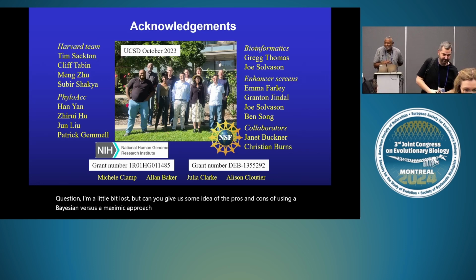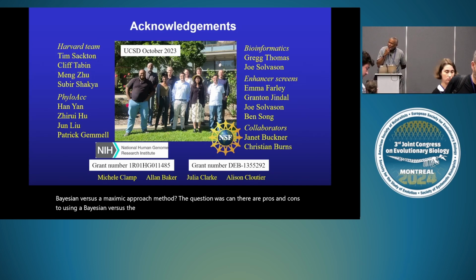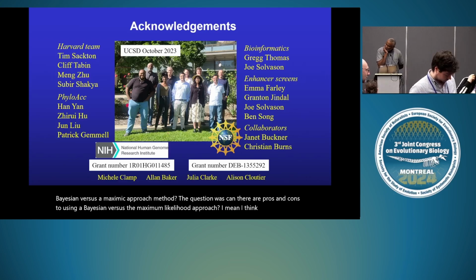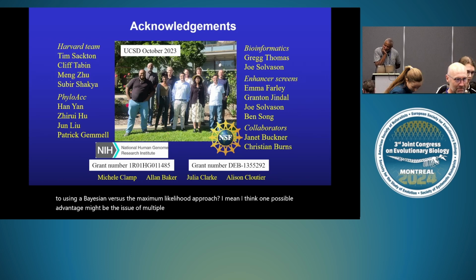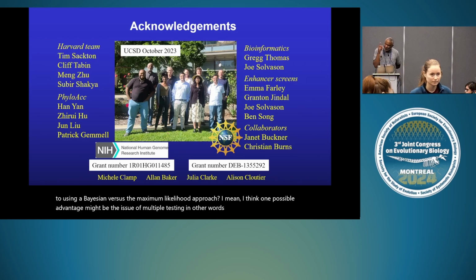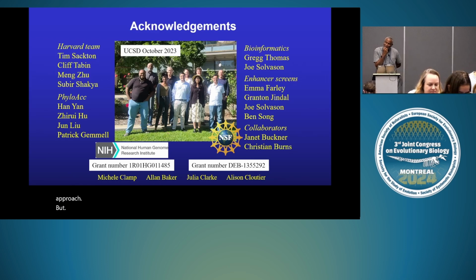The question was, there are pros and cons to using a Bayesian versus a maximum likelihood approach. I think one possible advantage might be the issue of multiple testing. In other words, the requirement for corrections with a maximum likelihood test is probably less important with a Bayesian approach. But I think it's probably, Jin Liu is just a die-hard Bayesian, and so.